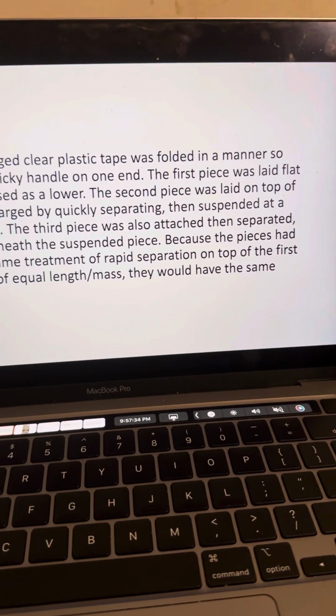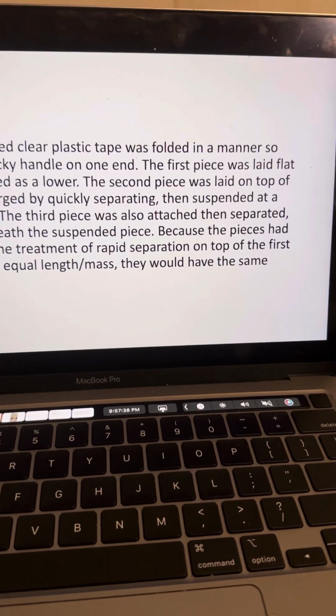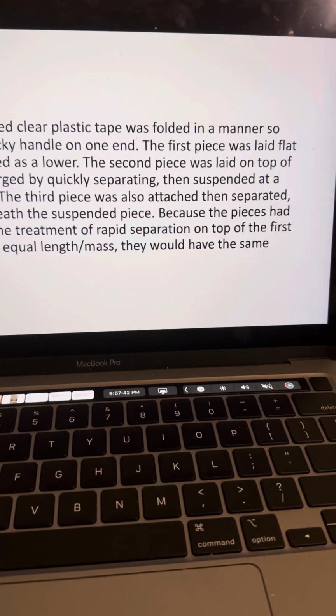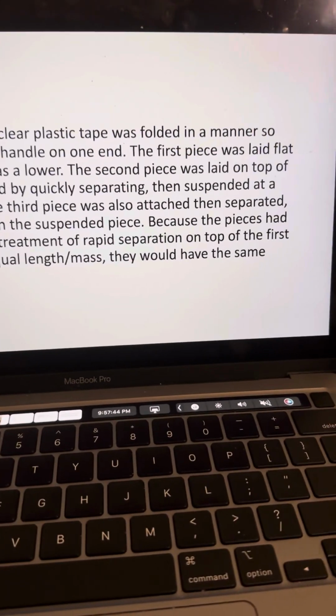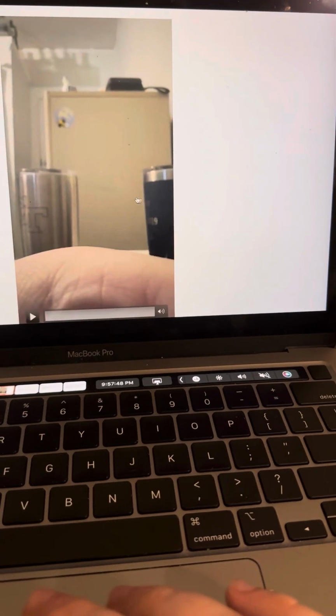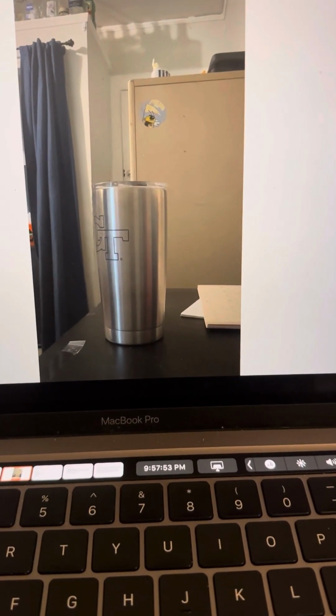The third piece was also attached, then separated, and then held beneath the suspended piece. Because the pieces had undergone the same treatment of rapid separation on top of the first piece and were of equal length and mass, they would have had the same charge. So here is the video of it.